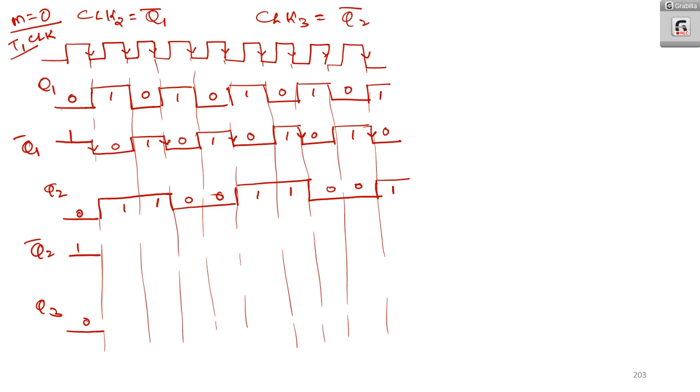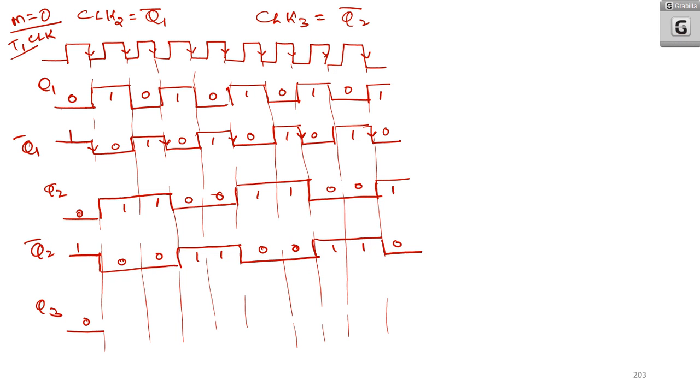Now what is Q2 bar? Q2 bar is the exact complement of Q2. So we get 0, 1, it will come to 0, 0, and then it will come to 1, 1. At this point it will go to 0, 0. At this point it will come to 1, 1. And at this point you will get just 0.